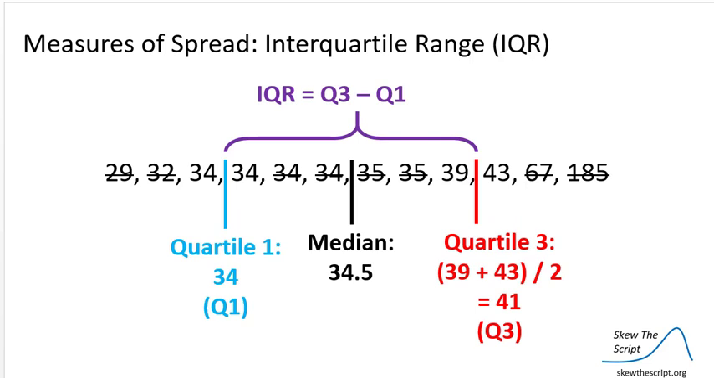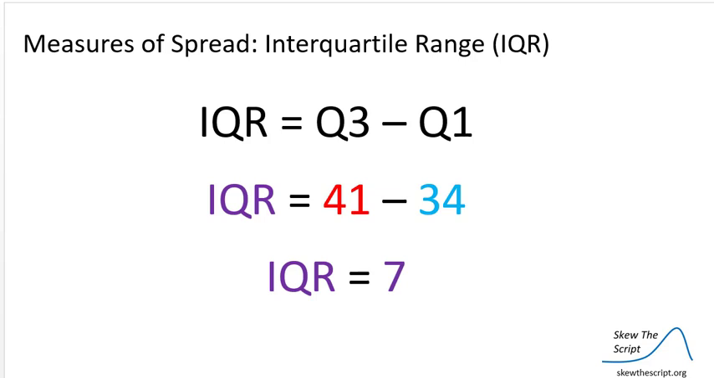This gives us our interquartile range. So our interquartile range would be 41 minus 34, which gives us 7. So we can say our IQR, interquartile range, means 50% of our data is 7 points away from each other.